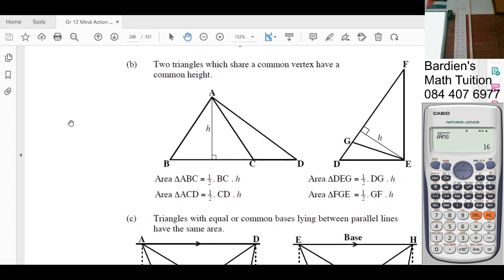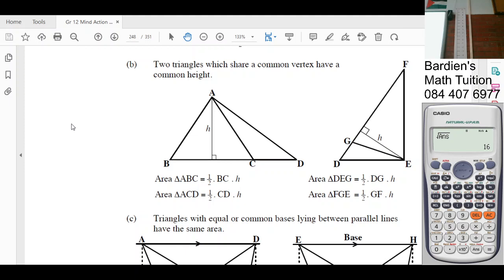In B, we are told that two triangles which share a common vertex have a common height. Let's draw that out. If we have a triangle as drawn, you see this perpendicular height here. However, if you draw the triangle going this way, you've got A, B, C, D. What is the base of triangle ACD? CD. And what is the perpendicular height? It's the H again.